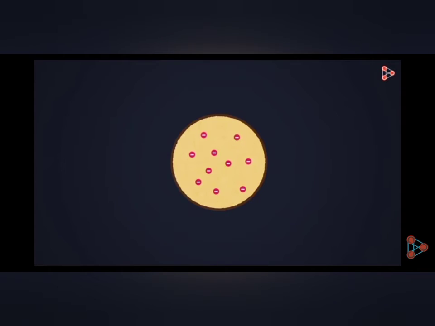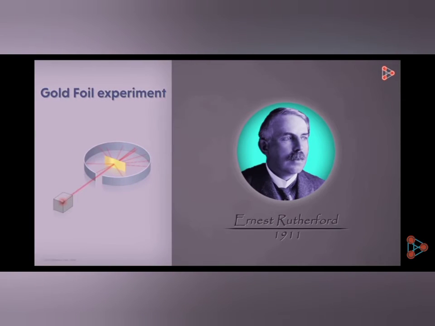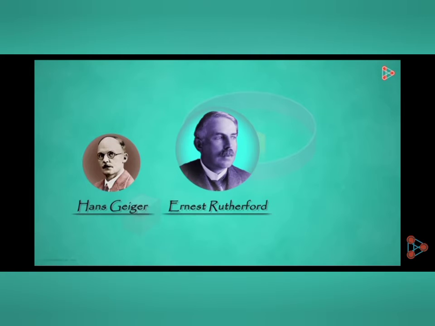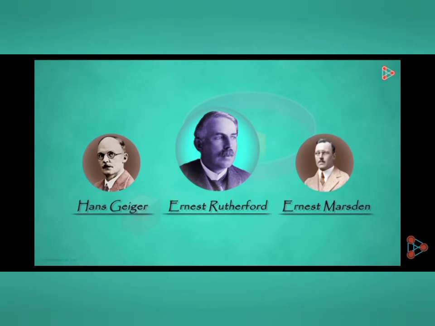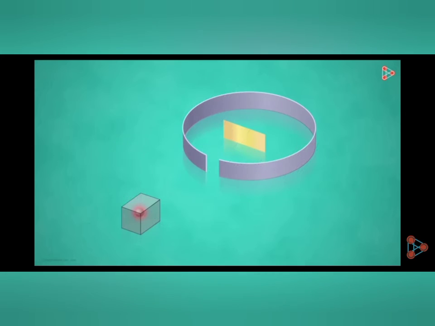Around the year 1911, a British physicist, Ernest Rutherford, carried out the famous gold foil experiment. He did this to understand the structure of an atom. The experiment was carried out by Rutherford along with Hans Geiger and Ernest Marsden. The experiment was a breakthrough in the field of chemistry, which helped him understand the structure of an atom in a more accurate manner. Next is the Bohr model.